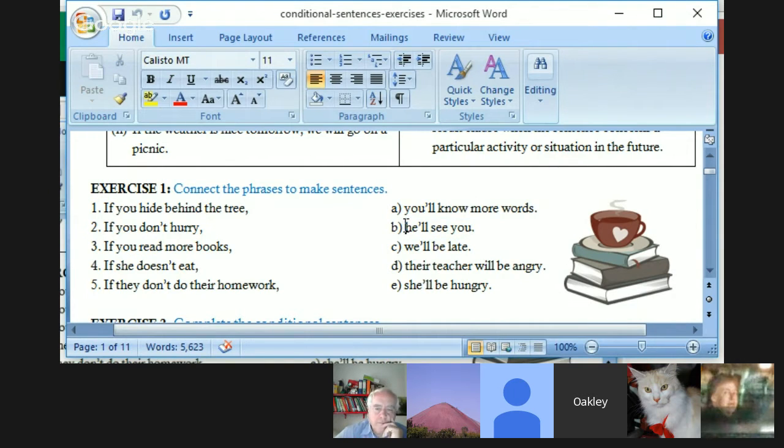All right, so if you hide behind a tree, he'll see you. He'll see you. And it kind of sounds like hill, H-I-L-L. He'll see you. All right, so I would advise you to get used to pronouncing the contracted forms, the reduced forms of contractions, like he'll, like this.